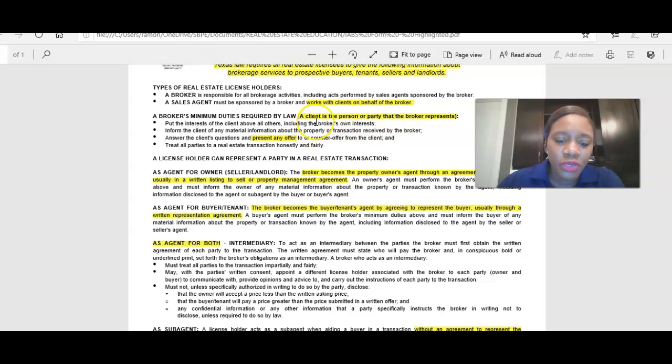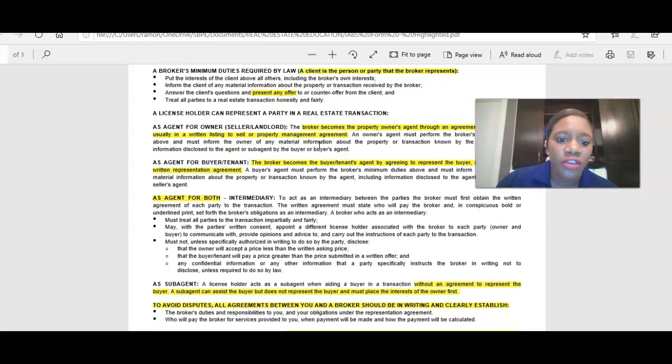So these are the duties we are required to perform for clients: to put the interest of the client above all others, including the broker's own interest; inform the client of any material information about the property or transaction received by the broker; answer the client's questions; present any offer to or counter offer from the client; and also treat all parties to a real estate transaction honestly and fairly. So that's what your real estate sales agent or your broker is going to do for you.